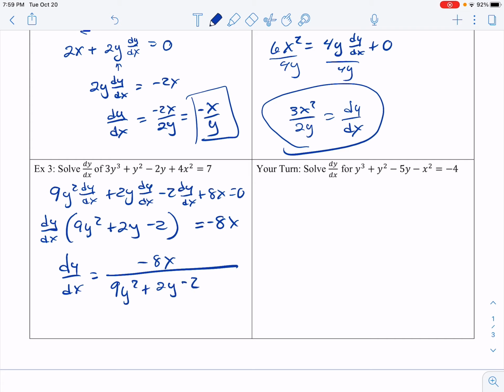Say we had to write an equation for a tangent line. You'd get a point. They'd give you an x value. You can solve for y, you plug the x and y in here and get your derivative. It gives you the slope. Okay? Your turn. Do this one.